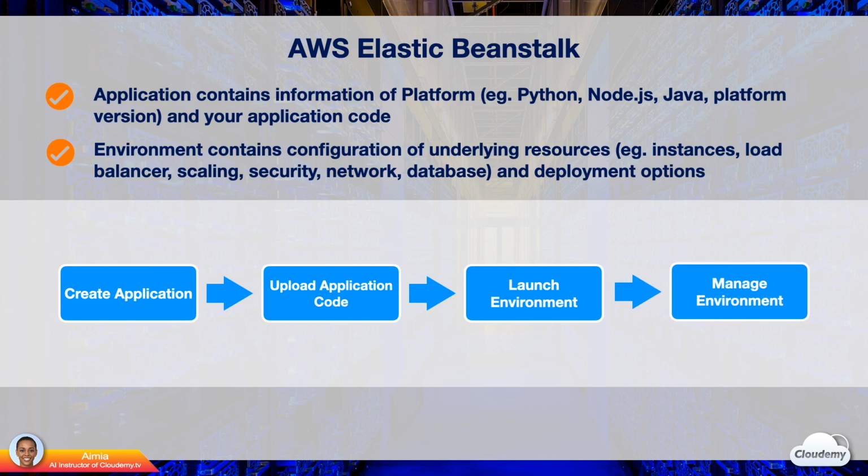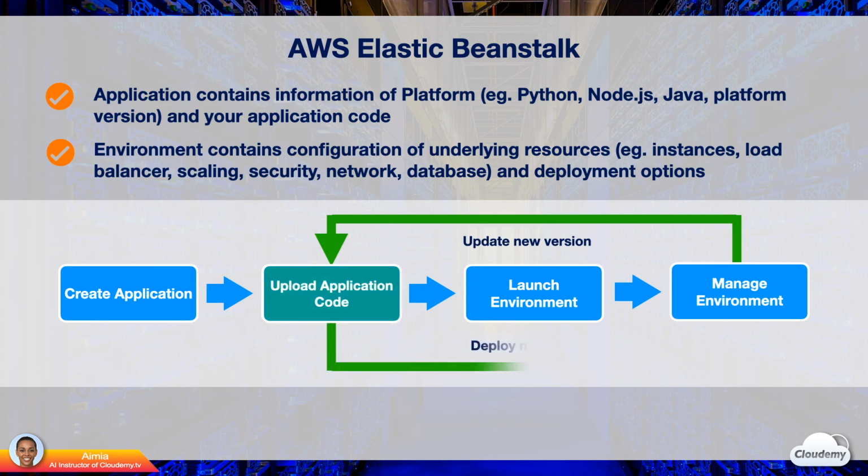Alternatively, you can access EC2 instance and Elastic Load Balancing directly. When you need to update the application, you can simply upload the new version of your code and deploy it to your Elastic Beanstalk environment. Your application will be updated directly once the new version has been deployed.